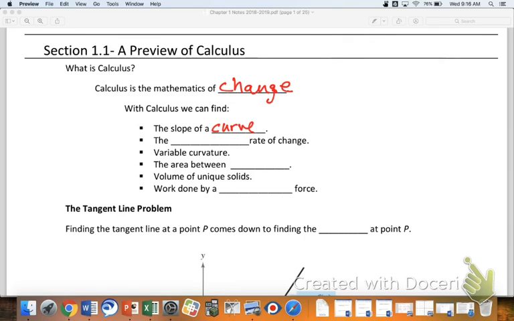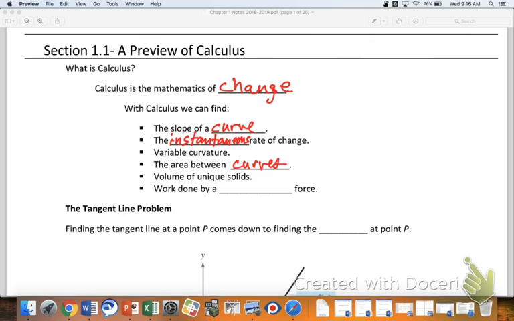We can find, this is a little bit of a stretch to say this, instantaneous rate of change. You really can't find that, but we can get really, really close to it. You can describe how a curve changes. We can find the area between curves. It's all stuff that you can't do without calculus.